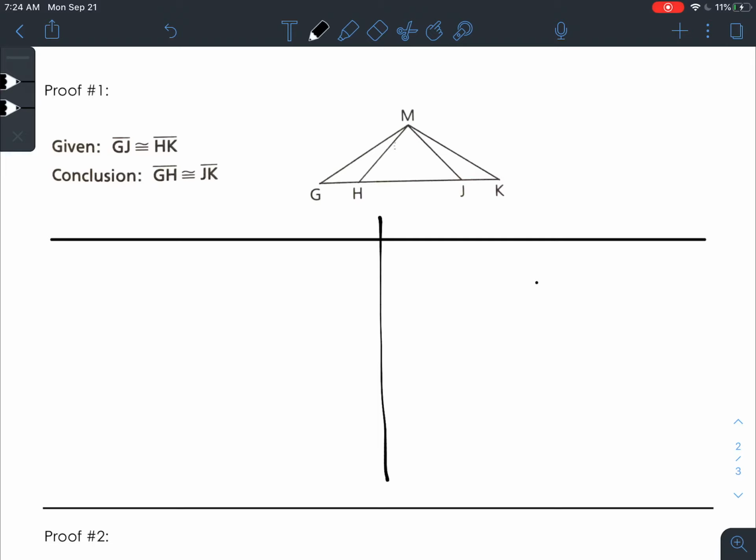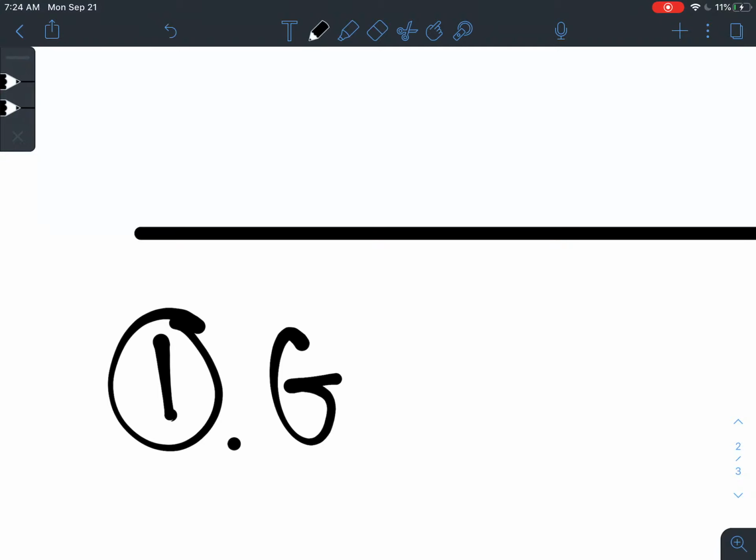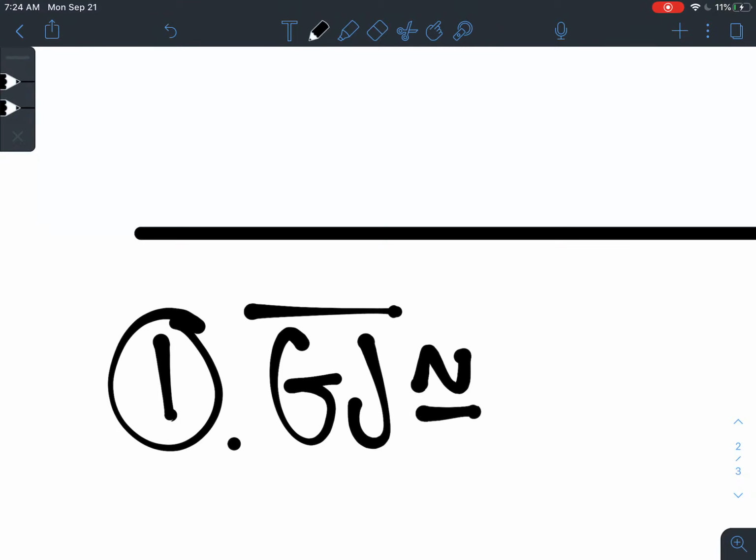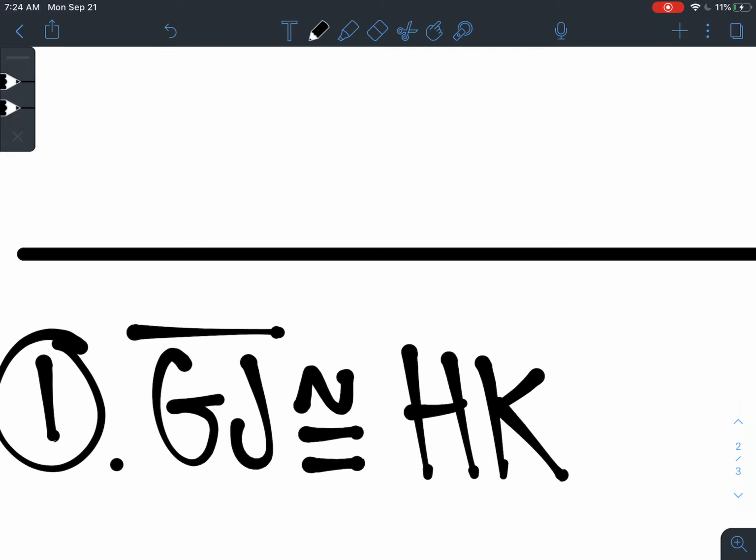Okay. Now, you also know that the easiest point in solving a proof is to write out the given for your first step. All right, so our first step is to write out the given. So we have GJ is congruent to HK, and that's by given.